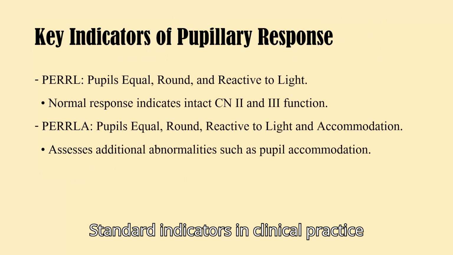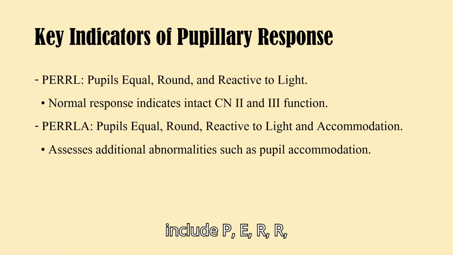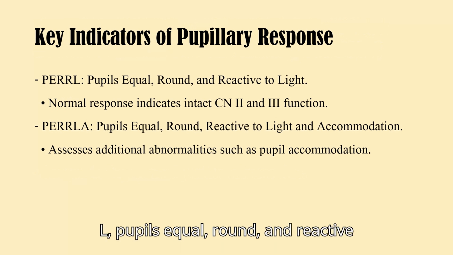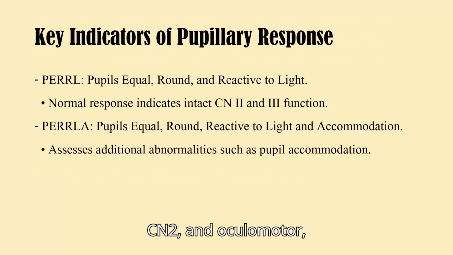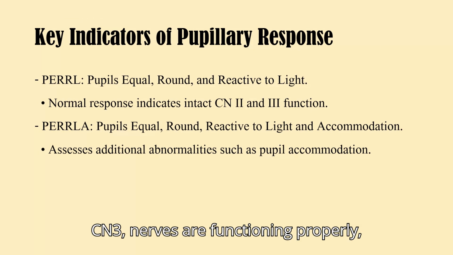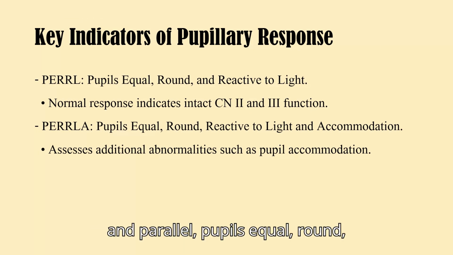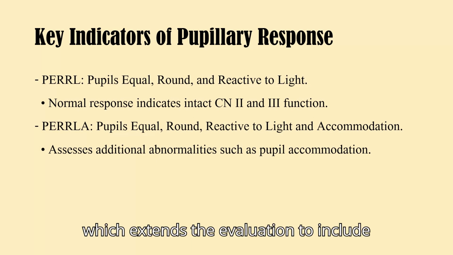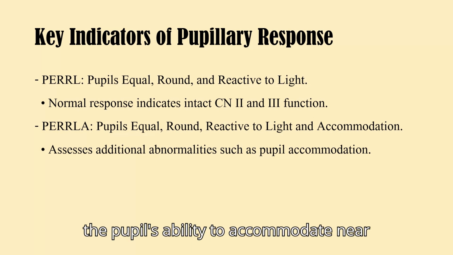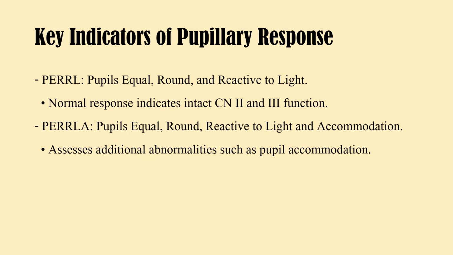Standard indicators in clinical practice include PERRL, pupils equal, round, and reactive to light, which confirms that the optic, CN2, and oculomotor, CN3, nerves are functioning properly, and PERRLA, pupils equal, round, reactive to light and accommodation, which extends the evaluation to include the pupil's ability to accommodate near vision.